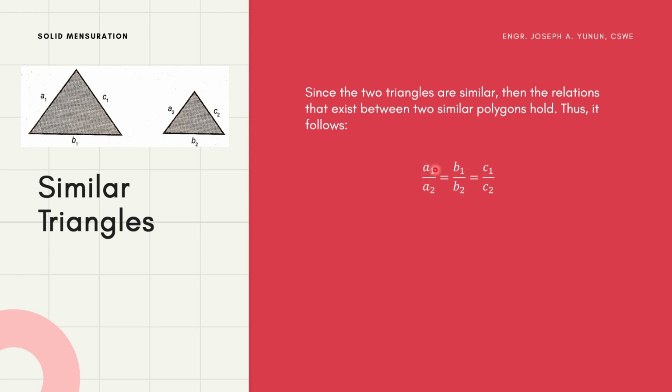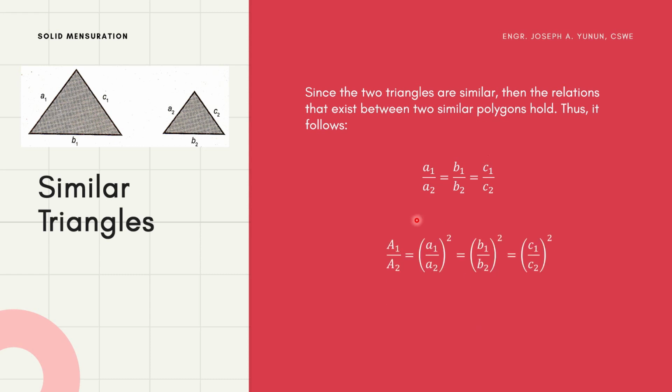So the ratio of any two corresponding sides are equal. For example, the ratio of A1 and A2, as shown in the given, will be equal to the ratio of the corresponding sides B1 and B2. Similarly, you can use A1, A2, and C1, C2, and similarly B1, B2, and C1, C2.